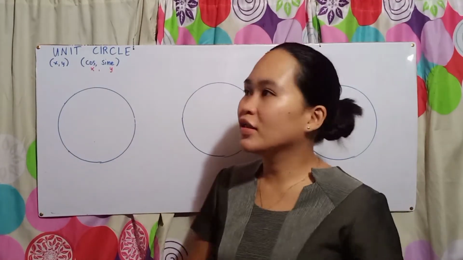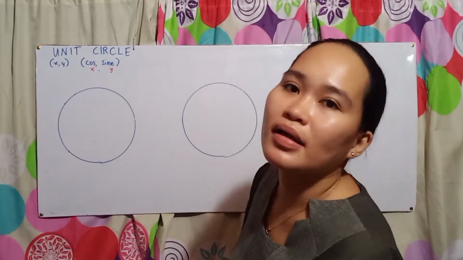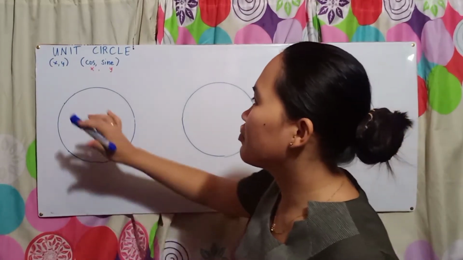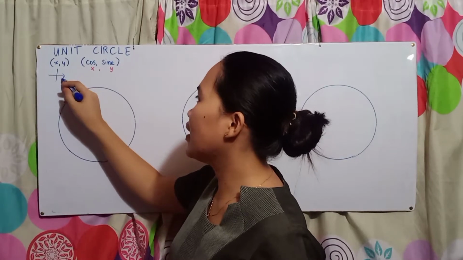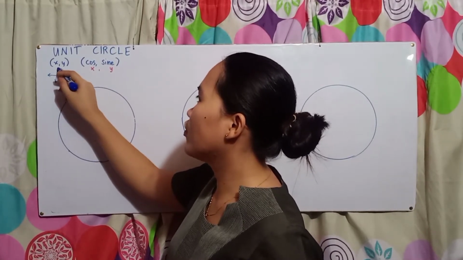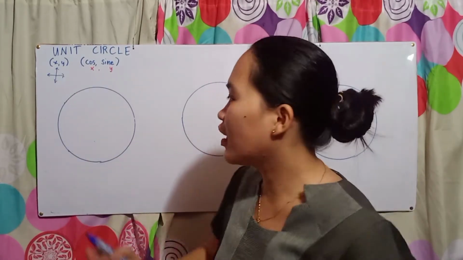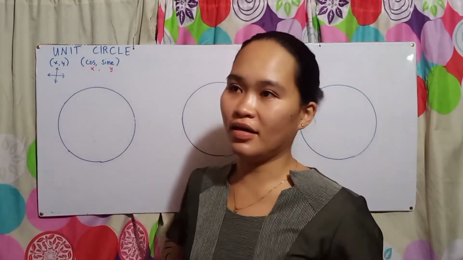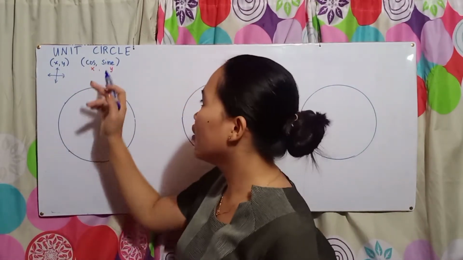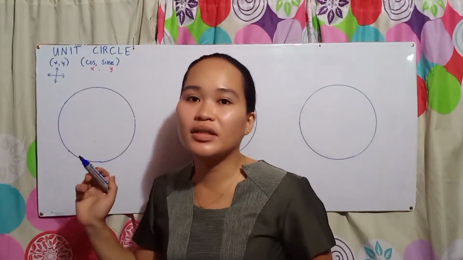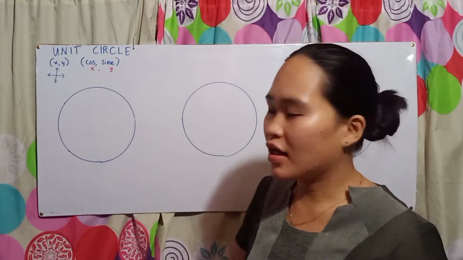Morning everyone. Our lesson for today is all about the unit circle. So the ordered pairs of our unit circle in the Cartesian plane, the XY plane, is in the form of X and Y. So in the unit circle, the ordered pair is in the form of cos and sine. The cos represents the x-axis, and the sine represents the y-axis.